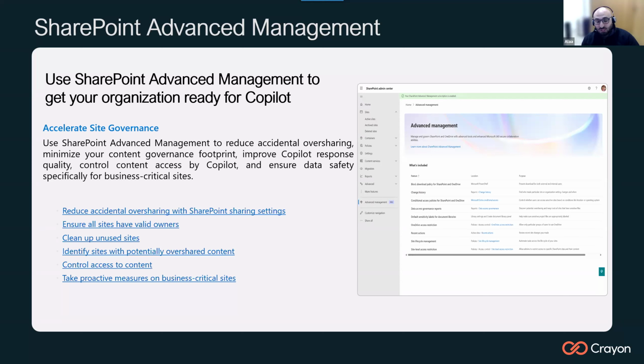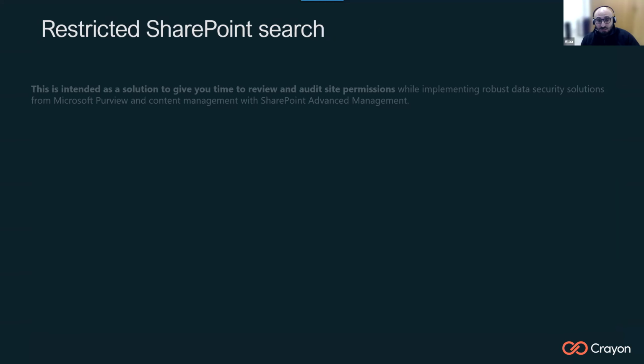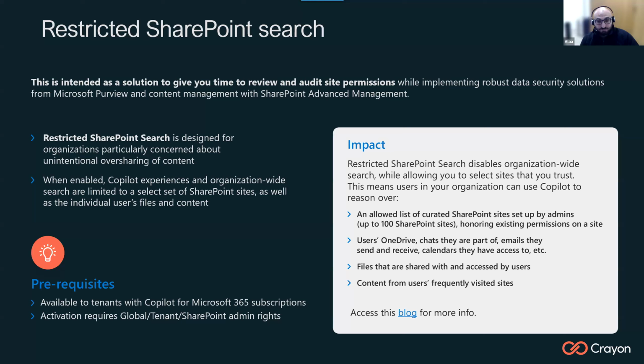And there is one more thing you could use, and that is probably for medium risk tolerance. When we said it is parallel, you can apply all these tools while you're deploying Copilot. It won't take time. So the next step is Restricted SharePoint Search. This feature is intended as a solution to give customers time to review and audit the site permissions. It will help customers maintain momentum with their Copilot deployment while they implement data security for discovery, protection, and governance. That's the parallel thing we said.